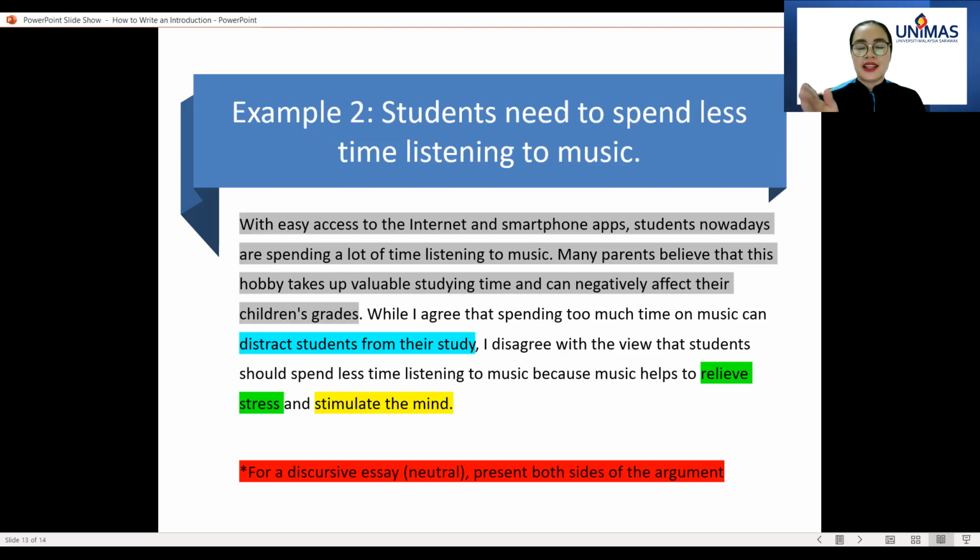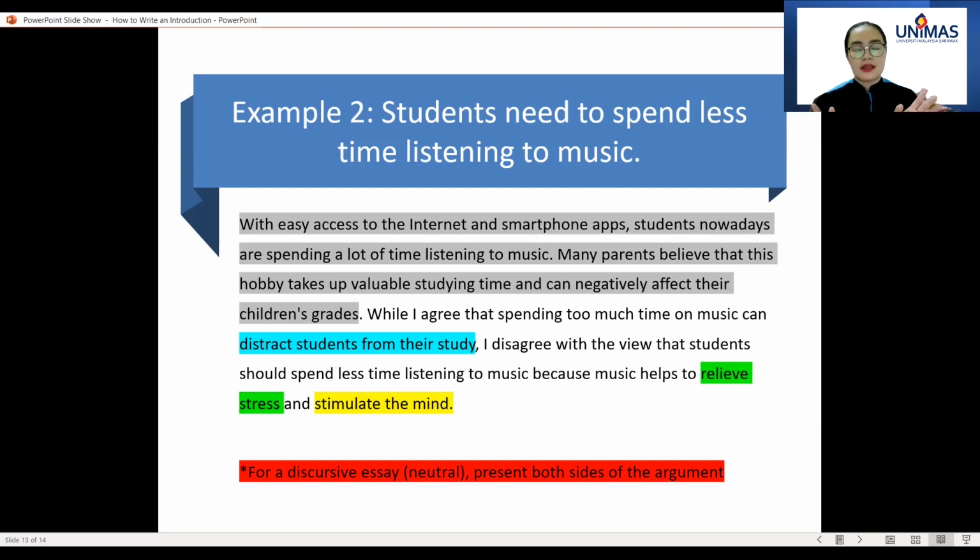While I agree that spending too much time on music can distract students from their study, okay, that is your point to agree that we should spend less time on music. But because you want to be neutral, you also have to mention the other point of view. I disagree with the view that students should spend less time listening to music because music helps to relieve stress and stimulate the mind. So in your first body paragraph, you will agree with the statement. You will talk about how music can distract students from their studies.